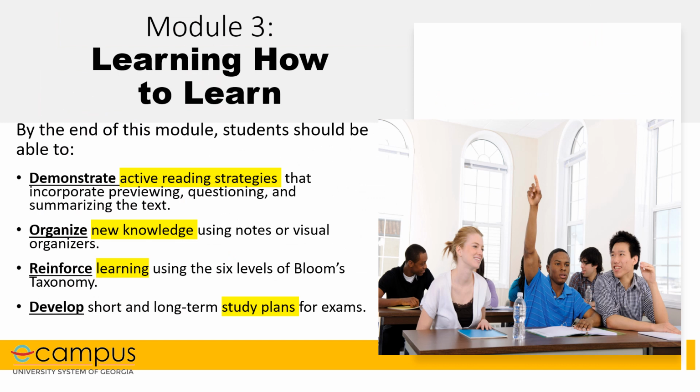By the end of this module on learning how to learn, you should be able to demonstrate active reading strategies that incorporate previewing, questioning, and summarizing the text. You should be able to organize new knowledge using notes or visual organizers. You should be able to reinforce learning using the 6 levels of Bloom's taxonomy. And you should be able to develop short and long-term study plans for exams.